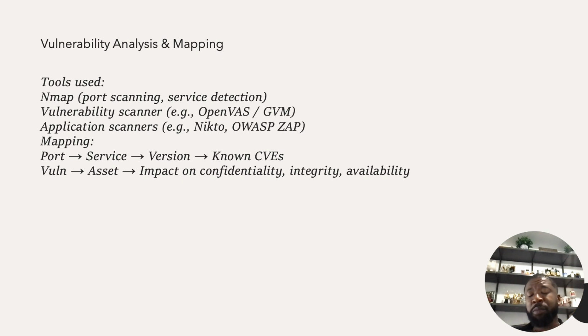The mapping step is important. I'm not just collecting a list of issues. I am mapping vulnerabilities to assets. For example, vsftpd 2.3.4 on port 21 mapped to a backdoor that can provide a remote shell, which directly affects system integrity and can ultimately impact availability if the system is taken over.